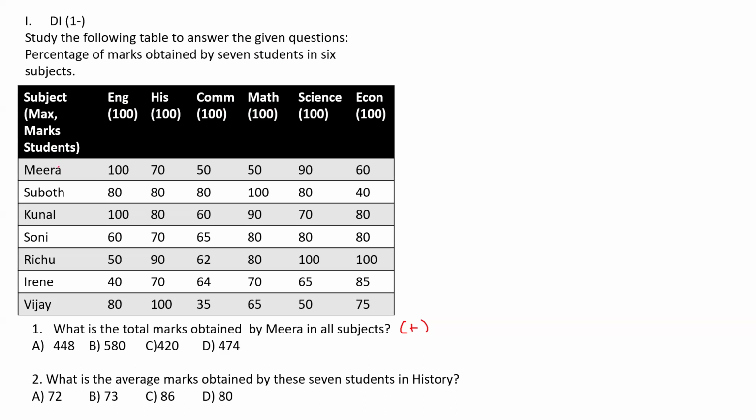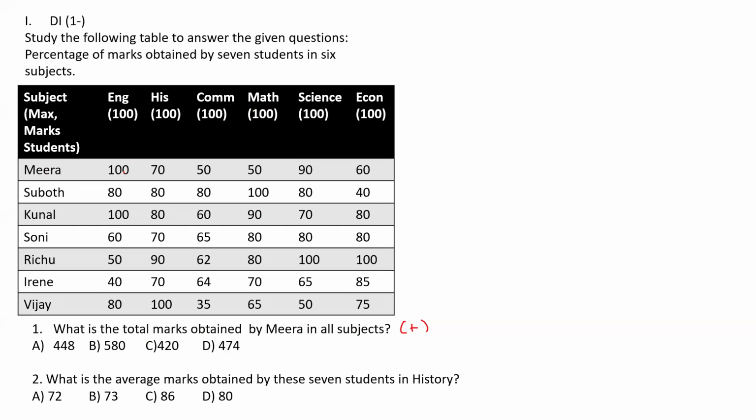Here is the list of students they have given: Mira, Subodh, Kunal, Soni, Richu, Aaron, and Vijay. Seven students are there, and the marks of the 7 students they have given for each subject. So this is the data. From that, they are asking the first question, the total mark of Mira in all the subjects.